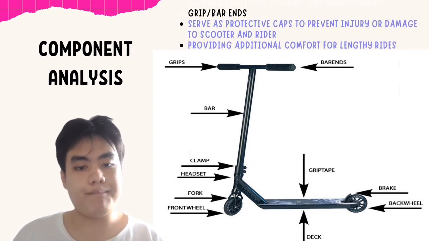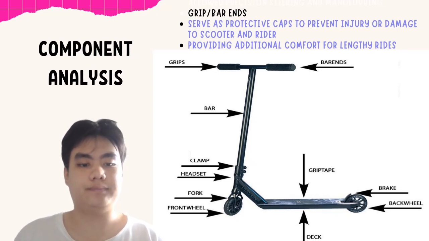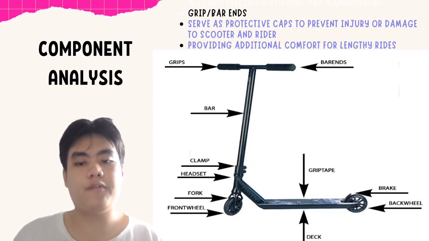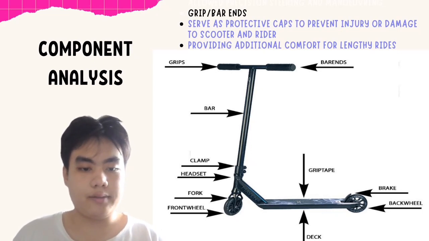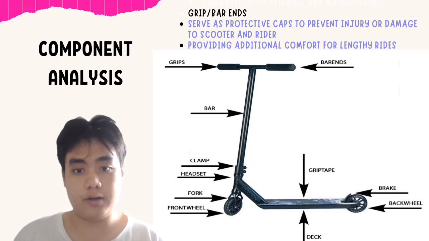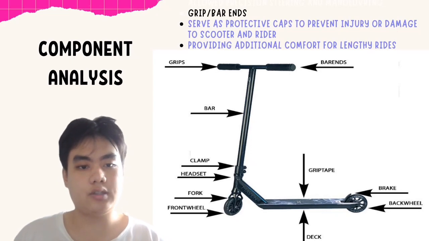Finally, let's discuss the grip bar ends, which serve a dual purpose of protecting both the scooter and the rider. Last but not least, the grip bar ends of a scooter play a multi-faceted role. On one hand, they serve as protective caps, preventing injury or damage to both the scooter and the rider. On the other hand, they contribute to additional comfort during lengthy rides. This small but valuable addition enhances the overall riding experience, emphasizing the importance of attention to detail in scooter design.